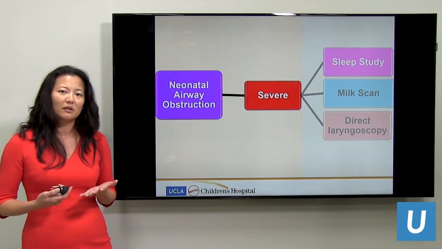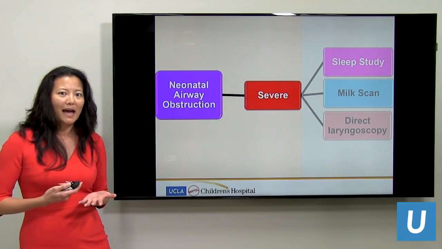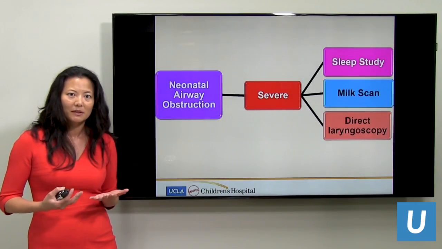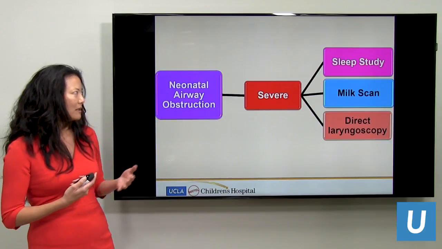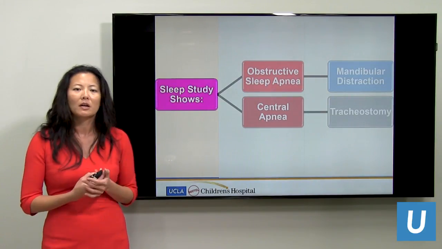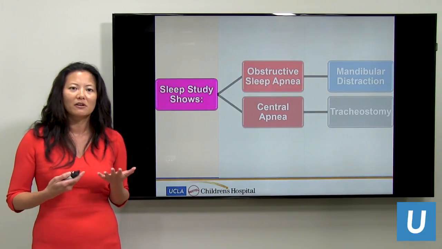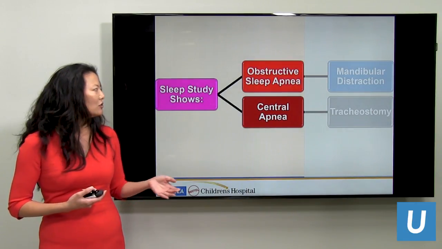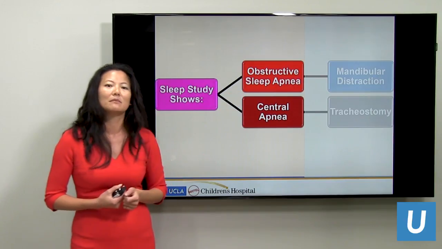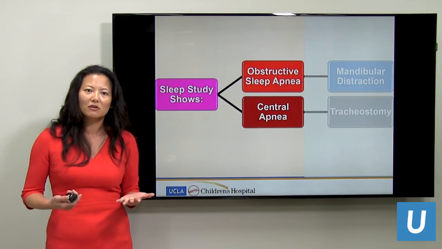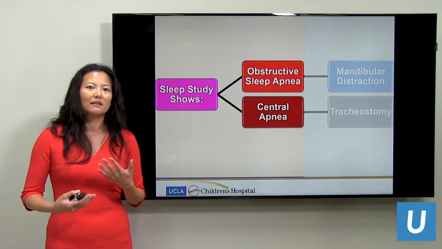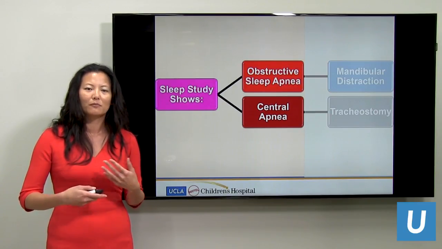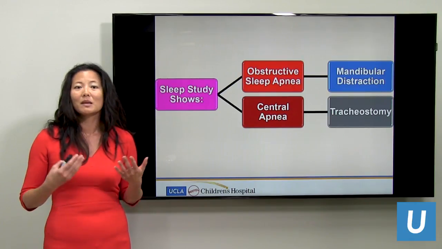If we're in the severe realm, if this is really bad, then we're looking at a sleep study, a milk scan, and direct laryngoscopy. And what does all this mean? When we do a sleep study, what we're looking for is whether this apnea, or the inability to breathe, is due to something that is obstructive or something that is central. If it's central, it means the brain is telling this baby to not breathe, or the brain is preventing the baby from breathing normally. In that case, the baby needs assistance.